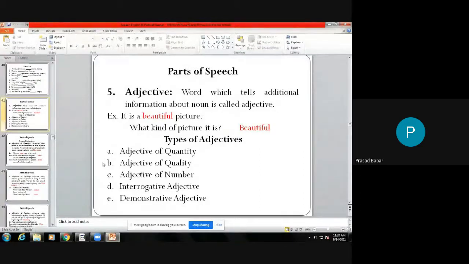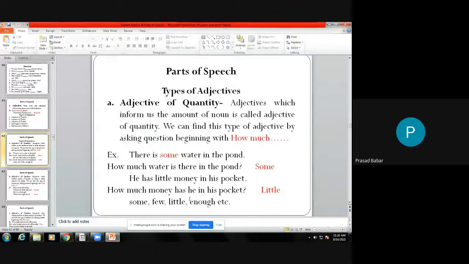So adjectives generally come before nouns, okay, and they modify or tell additional information about that noun. And there are 5 types of adjectives. The first type is adjective of quantity, second is adjective of quality, third is adjective of number, fourth is interrogative adjective, and the fifth is the demonstrative adjective.